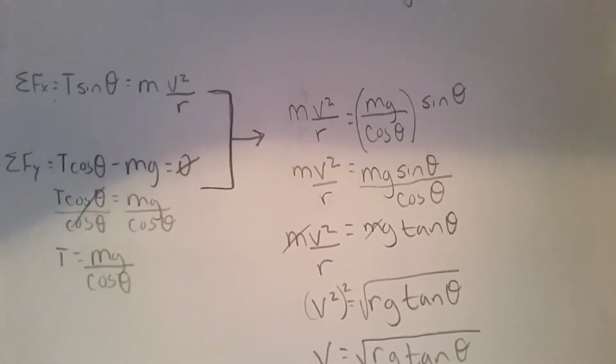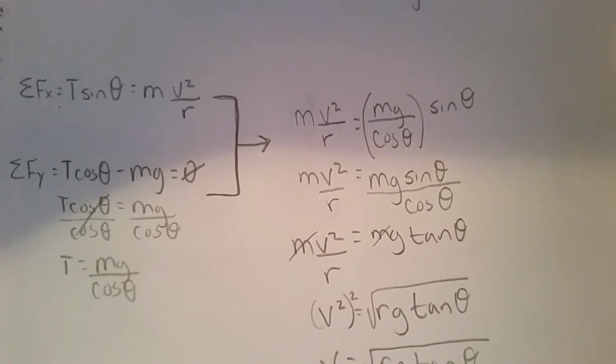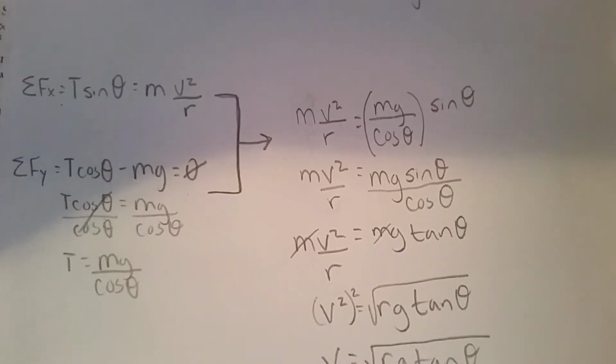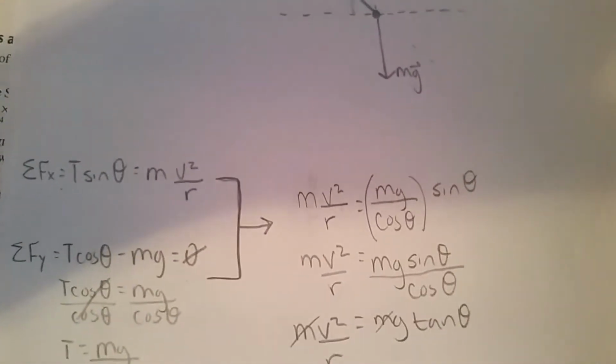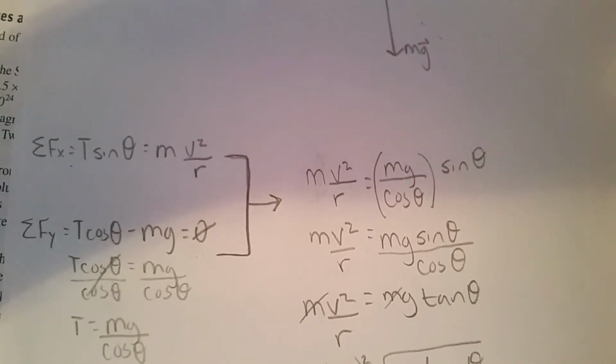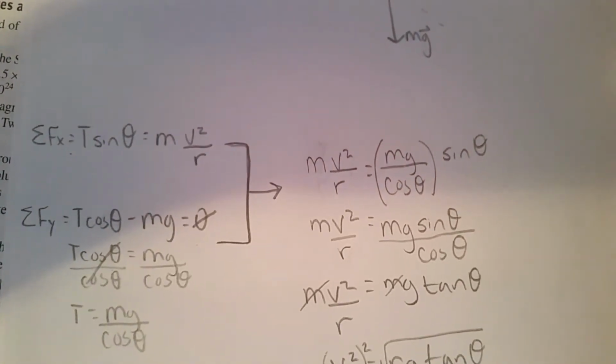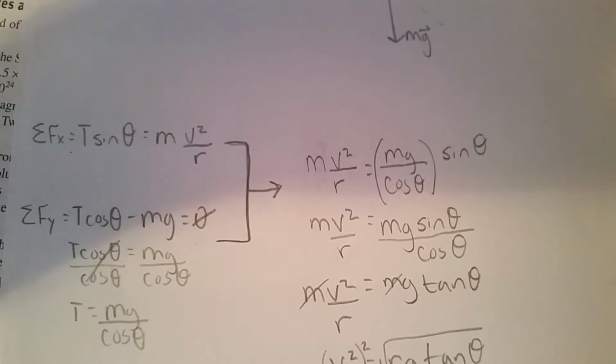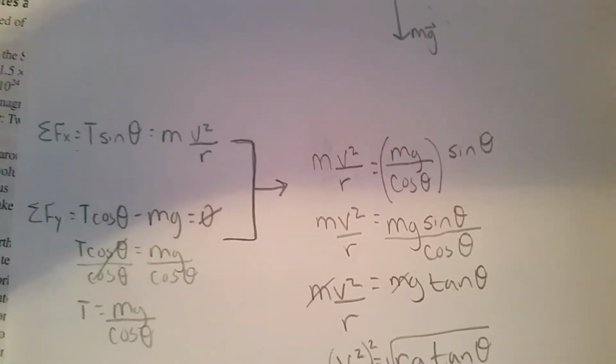So I use Newton's second law, and I find the forces in the x direction, which is just T sine theta, which is also equal to m times v squared over r. And then I find my forces in the y direction, which is T cosine theta minus mg, mass times gravity.